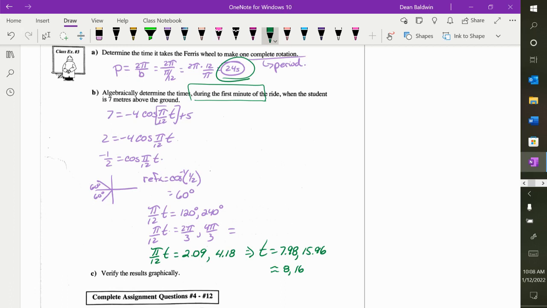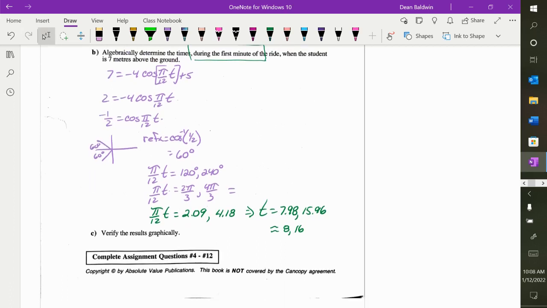So during the first rotation, at 8 seconds and 16 seconds, we're at a height of 7. Then it does the second one. So I add 24 to 8 and 24 to 16. So then I get 32 and 40. And you just keep going until you go past 60 seconds. So the next one, if I add 24 to 32, I get 56. But then if you do one more, you're outside. So these are your answers.